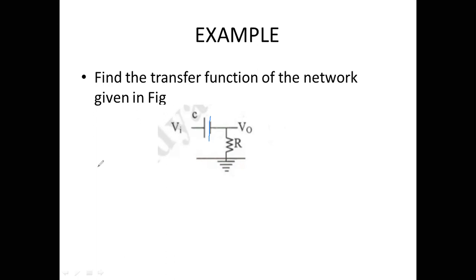Here you can write the input-output relationship using the voltage equation. You can assume a current I of t in this circuit, right?